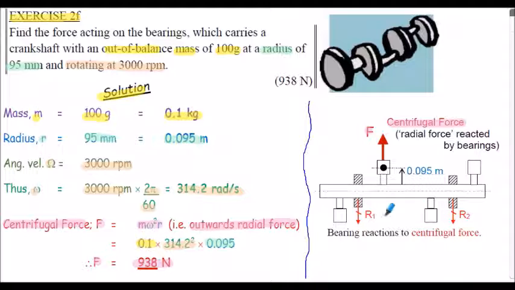And again, as shown on the right hand side here, if we wanted to calculate the reaction at the bearings, labelled here as R1 and R2, then using the centrifugal force, we can just analyse that as a beam bending problem, as we've analysed in previous lectures. So again, applying D'Alembert's principle has taken a dynamic problem, this rotating crankshaft, and made it into a static analysis problem.